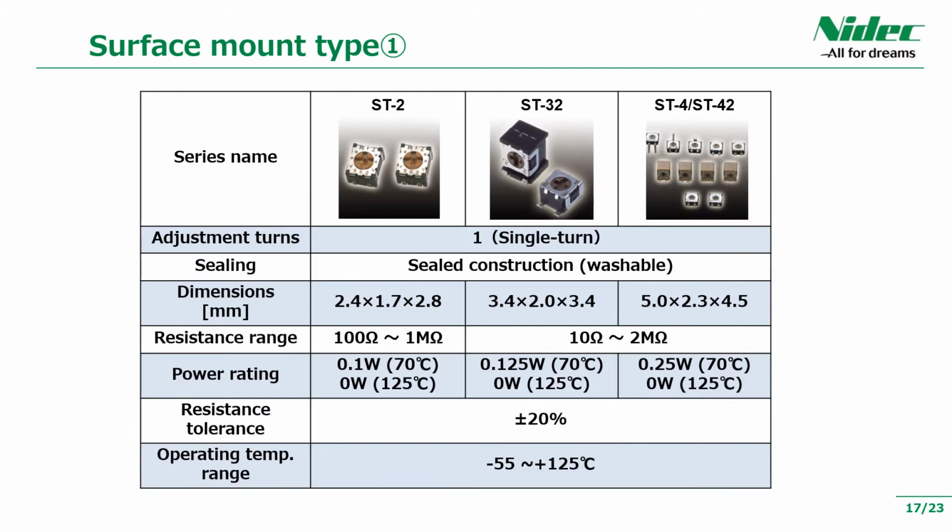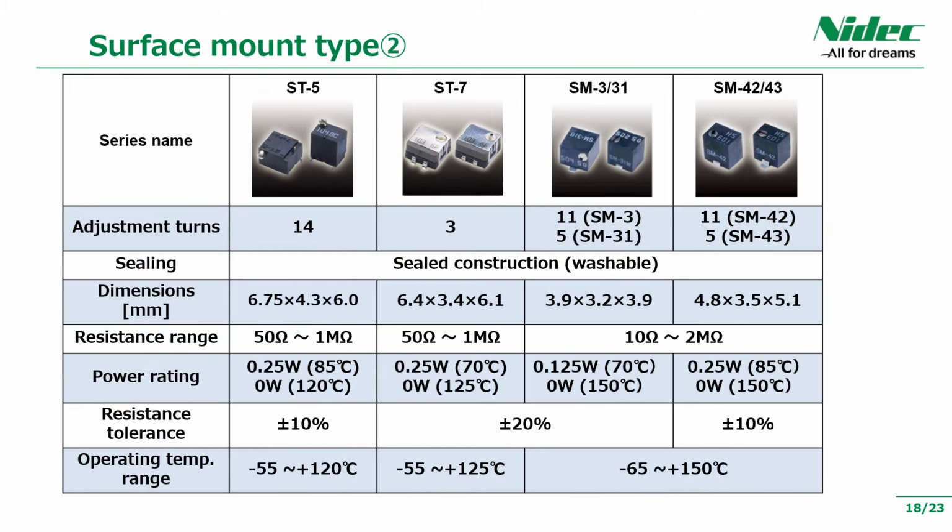Next, we would like to introduce single-turn type products. SM2 is the smallest of our surface mount types. It is recommended for places where the mounting space is very small. As you can see, the wide range of operating temperature proves another feature in our product lineup. Next is the surface mount type multi-turn products. The SM3, 31, 42, 43 has a wider operating temperature range of -65 to 150 degrees.